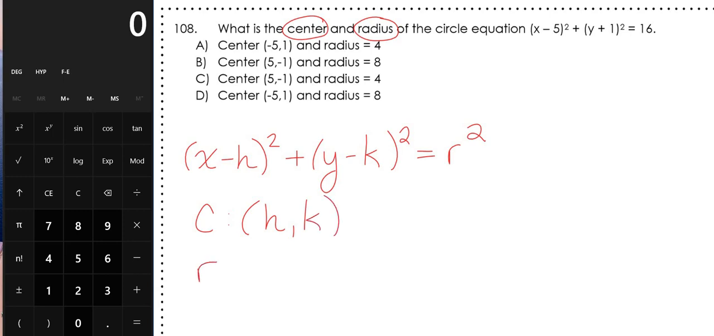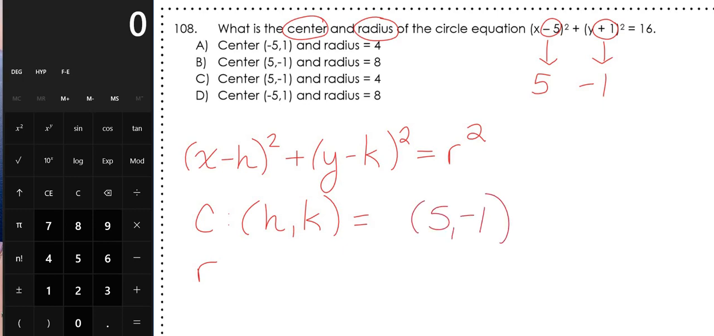Looking at the circle equation, to find your center you want to grab the two numbers that are in the parentheses with x and y, and flip their sign. The center is always the opposite sign of what it is in the circle equation. So your center x coordinate is going to be a positive 5, and your center y coordinate is going to be a negative 1. So right now my center is at (5, -1).